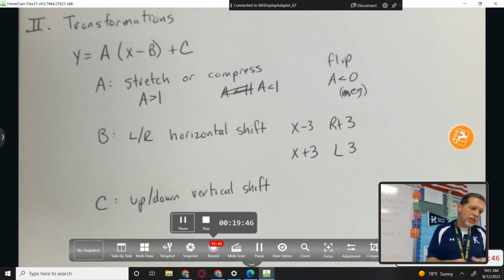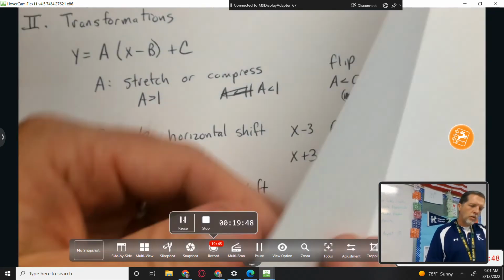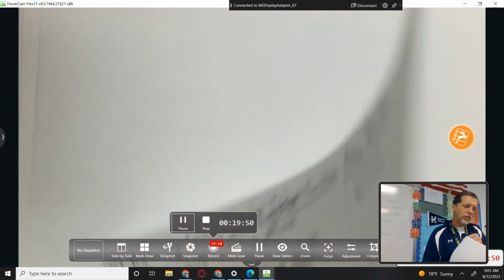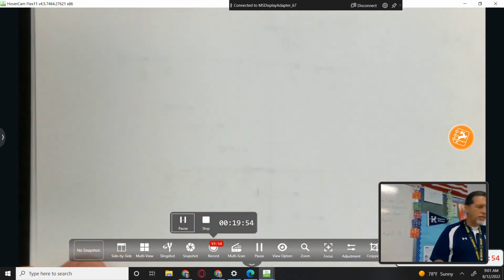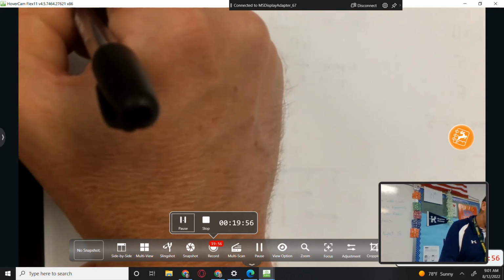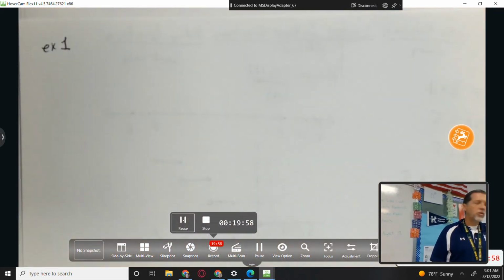Now, we use this 2 different ways. One way is we give you the information and ask you for an equation. The other way is we give you the equation and ask for a graph. Let's do some equation writing first.